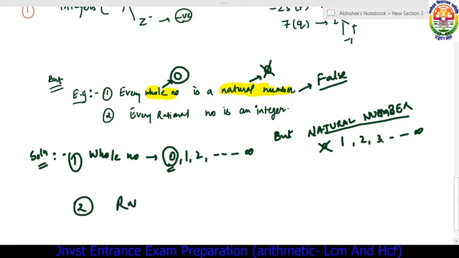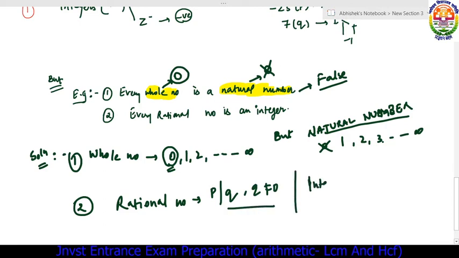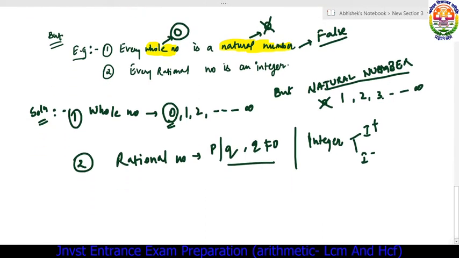First of all, what is a rational number? Those numbers which are written in the form of p by q, where q does not equal 0, are rational numbers. And what is an integer? There are two types of integer, positive integers as well as negative integers. But there are certain limitations of integers.